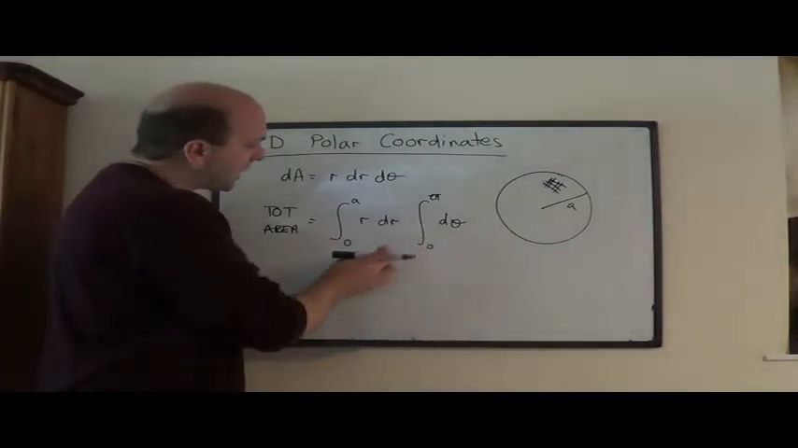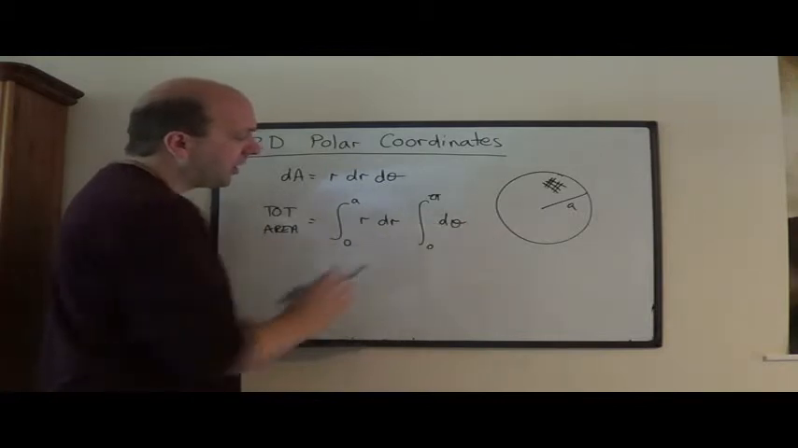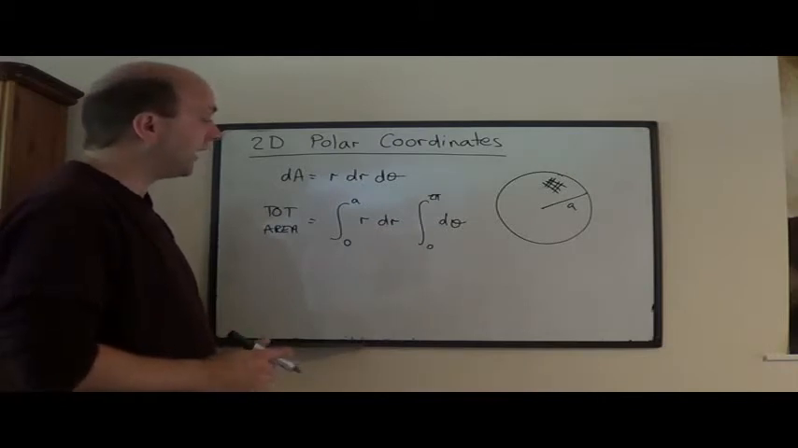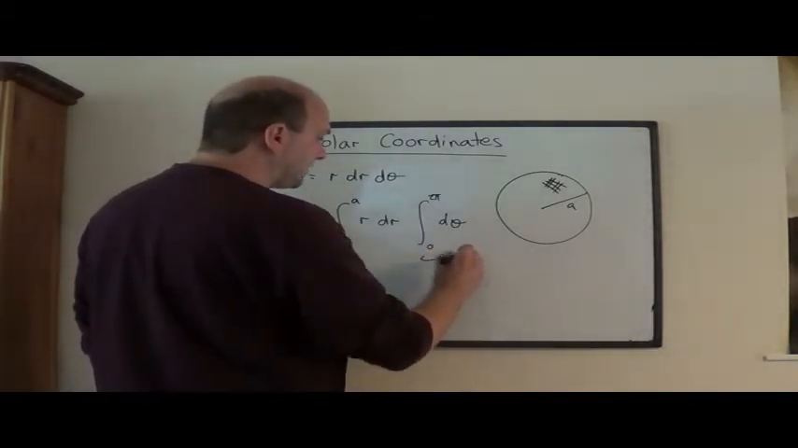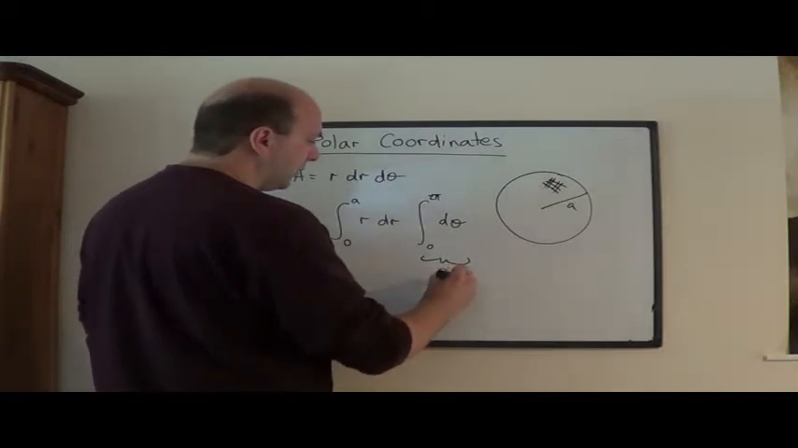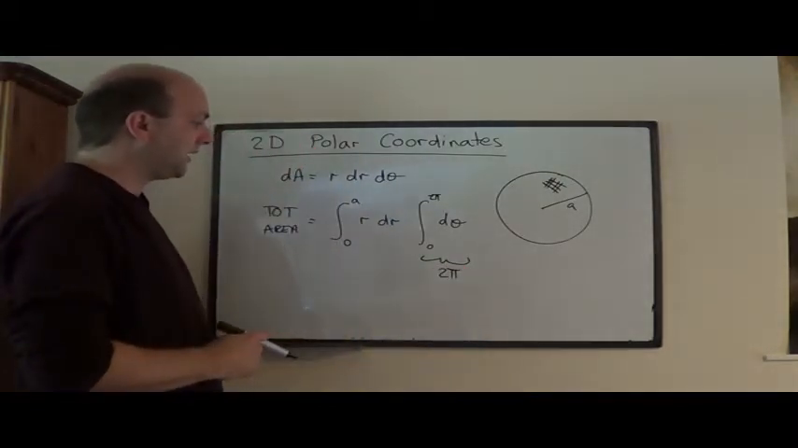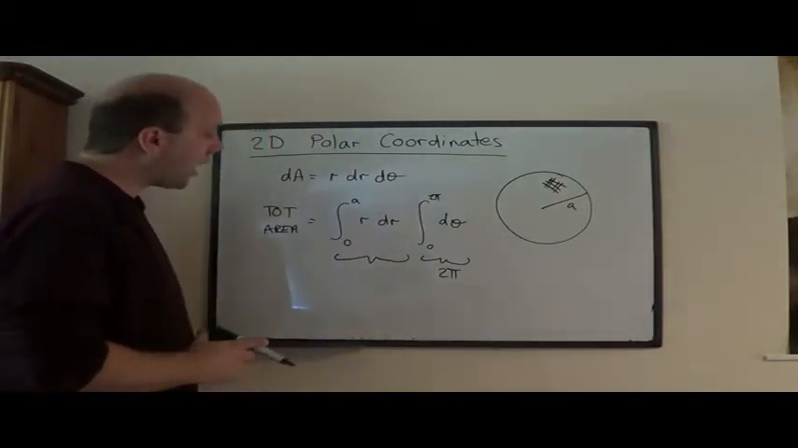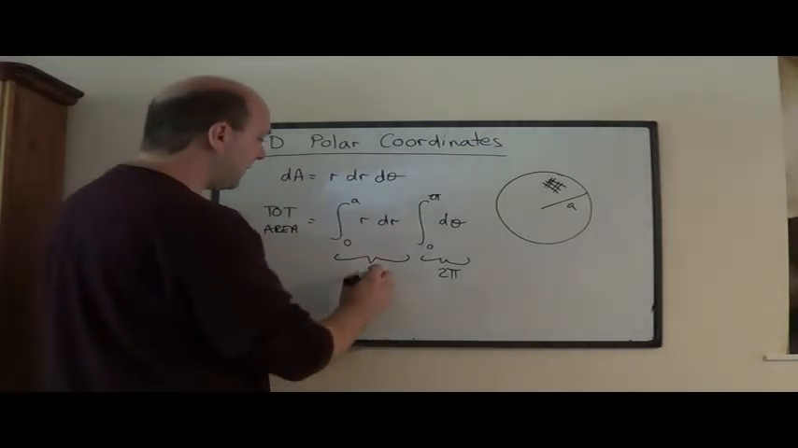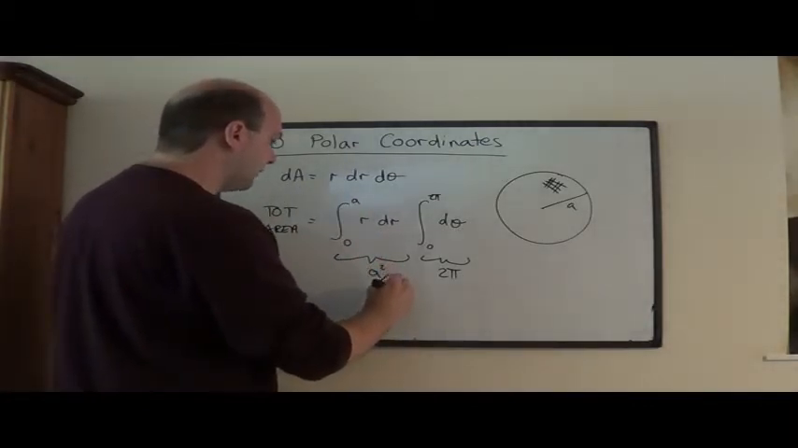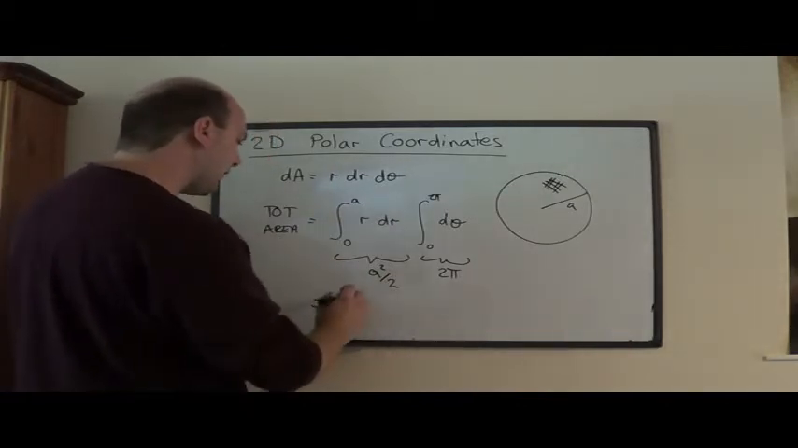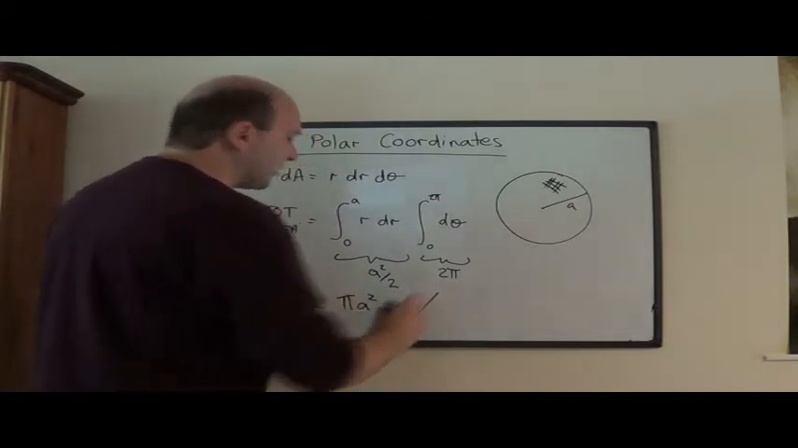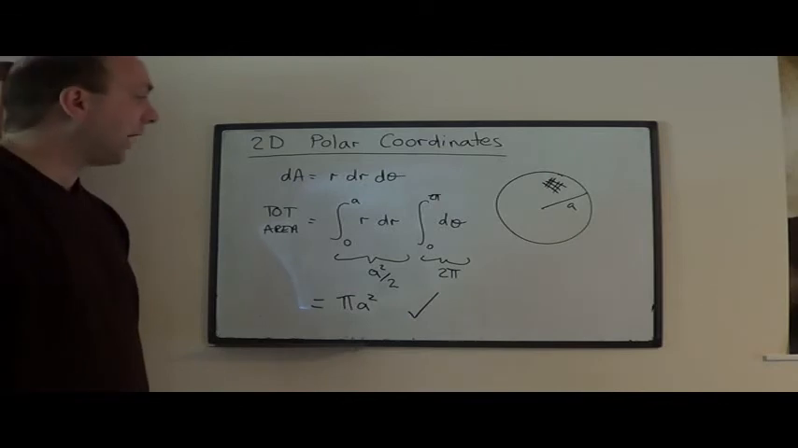You'll note that I've divided this up. I've taken all of the r dependence out the front, and all of the θ dependence is therefore here, and so I can just do those two integrals separately. In particular, the integral dθ of 1 is θ, and when I put in the limits of 0 and 2π, I get 2π. And when I do the r integral, I get r squared over 2, and I put in the limits, and I get a squared over 2. And when I then multiply those two together, I find that the 2's cancel, and I get πa², which of course is the correct answer for the surface area of a circle.